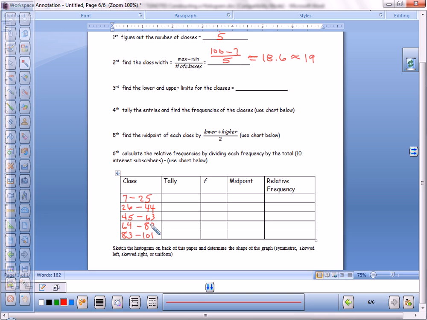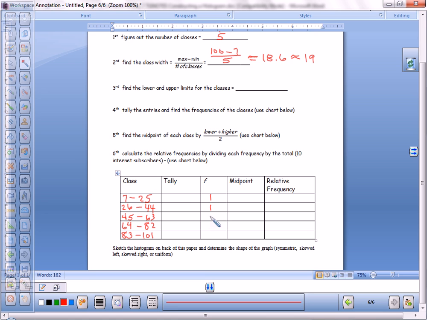Does that happen all the time? It'll go pretty close to your upper limit. All right, now let's count. What is the frequency of the minutes between 7 and 25? 1. Okay. 26 to 44?